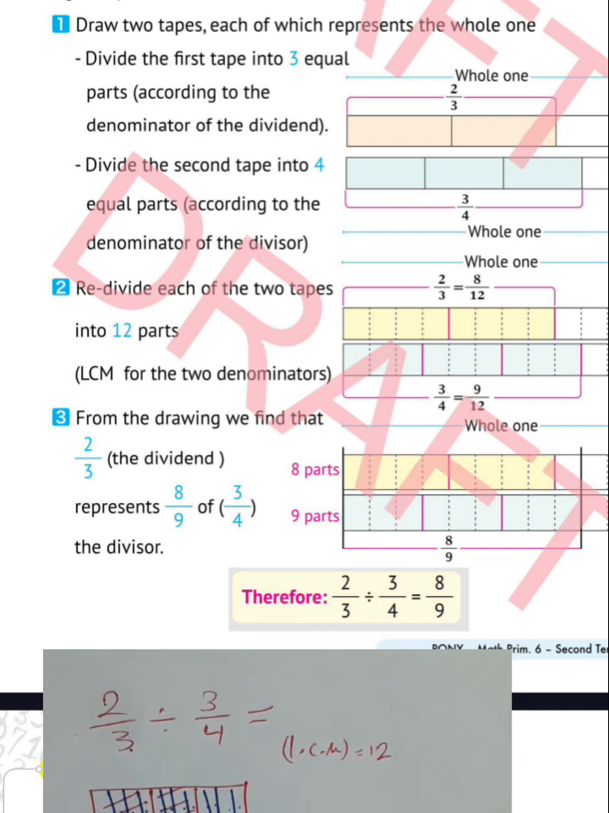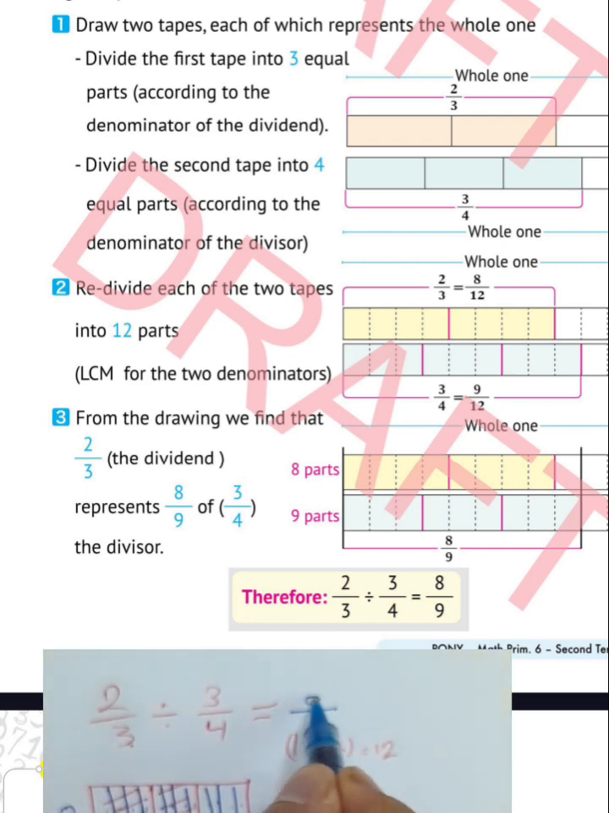Then, the result here for the models 2 over 3 divided by 3 over 4, we can count the parts here. How many parts here from the count? How many parts here? We have colored. Count the colored parts. 1, 2, 3, 4, 5, 6, 7, 8. We have 8 parts colored. And here, how many parts colored? 1, 2, 3, 4, 5, 6, 7, 8, 9. Okay, 9 parts. Then the result will be 8 over 9.